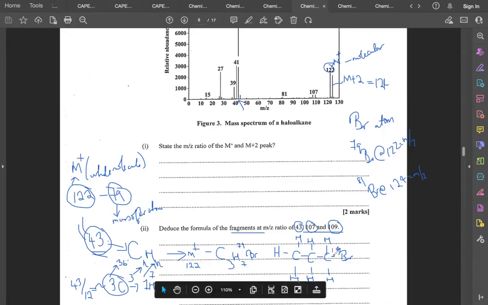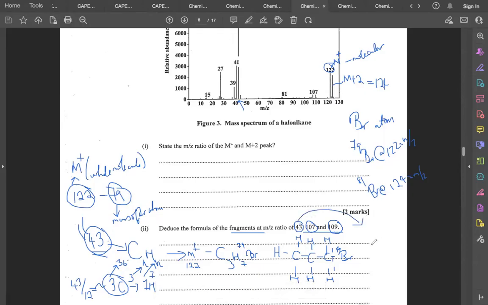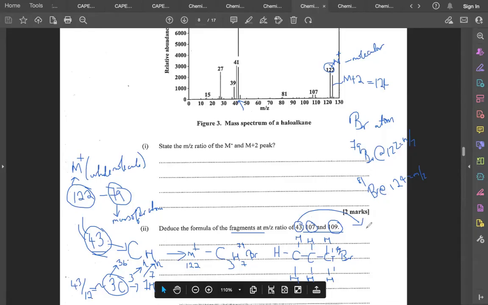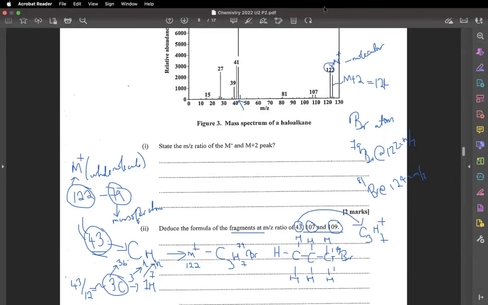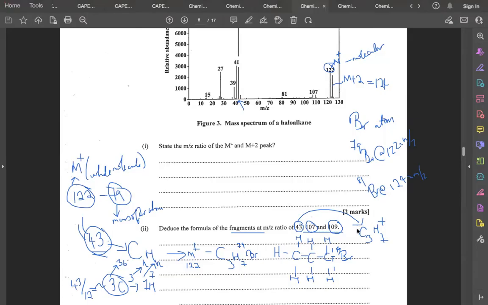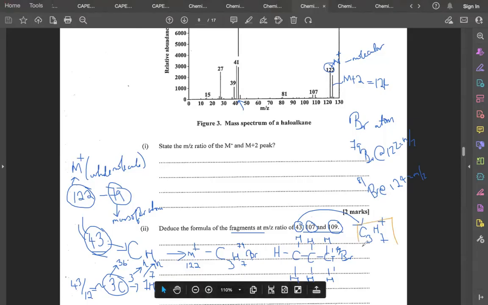So let's just take out our Br. Our fragment at 43, the one that weighs 43, will be when we take out the 79 Br. So it will be C3H7 plus. Do you guys see that? 3 times 12 is 36, 36 plus 7 is 43. So that's what this 43 fragment is. Okay, guys, do you see that? Yes, miss. All right. So we got that one.